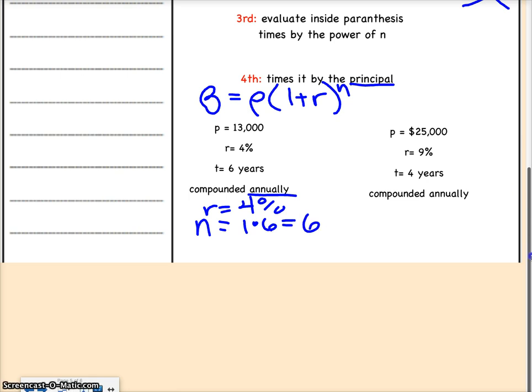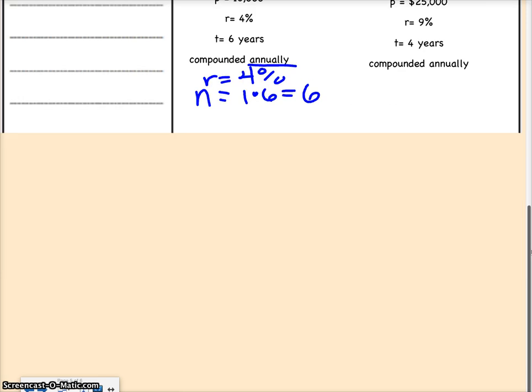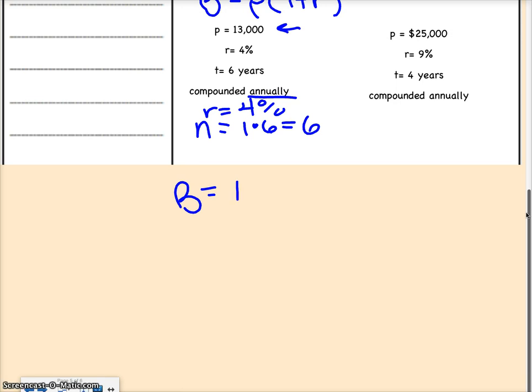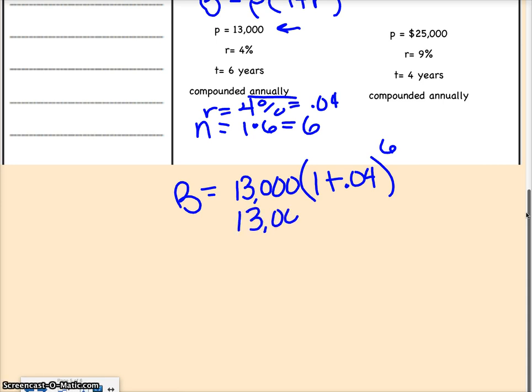Now I just plug it all in. So B is equal to my principal, which was $13,000, times 1 plus my R in decimal to the n, which is 6. I don't ever write 1 plus 0.04. I already know you just put the 1 in front. So this is how I start out personally. Because if you're adding 1 plus a decimal, the 1's just going to go right in front.